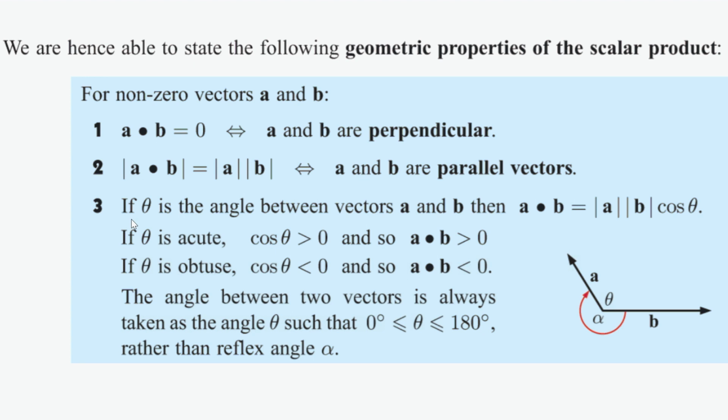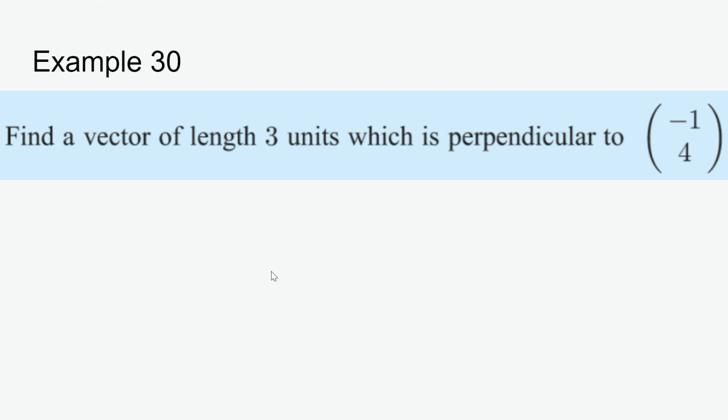Then it says here in number 3, if theta is the angle between vectors A and B, then A dot B is equal to the magnitude of vector A times the magnitude of vector B cosine of theta. And if the angle is acute, then we know the cosine is positive because it's in the first quadrant. And if it is obtuse, the cosine is negative, and therefore A dot B is negative. The reason it's negative is that we'd be in the second quadrant if the angle is obtuse.